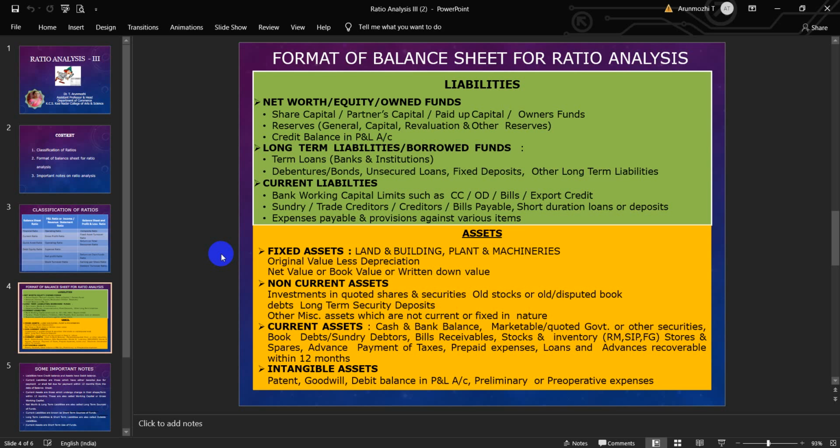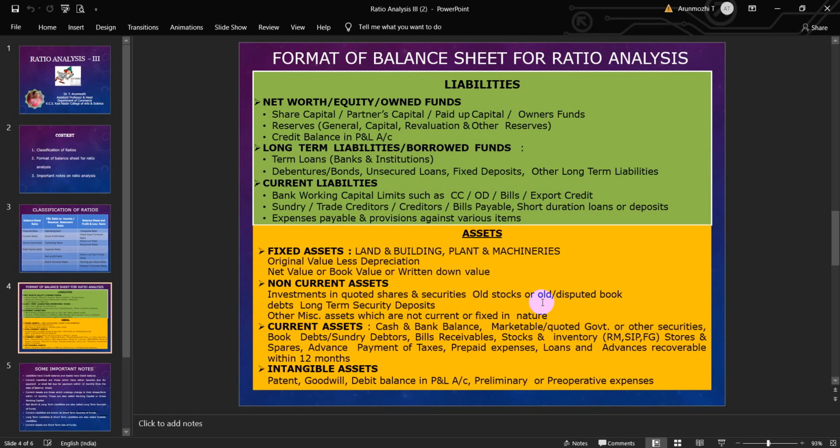Now we move on to the asset terms. Fixed assets, land and building, plant and machineries constitute fixed assets. The original value, less depreciation is the net fixed assets, or the net value or book value or written down value. Next, with the non-current assets, investments in quoted shares and securities, old stocks or old disputed book debts, or the long-term security deposits, other miscellaneous assets which are not current or fixed in nature.